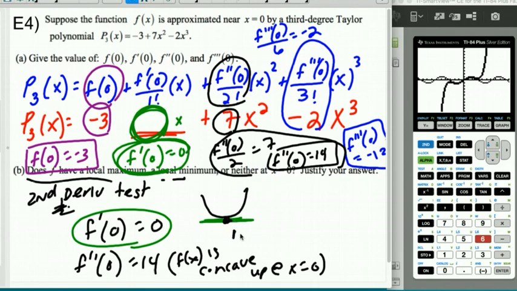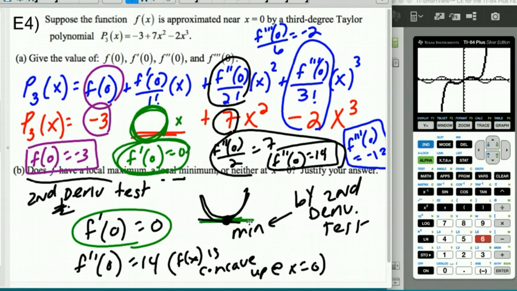Well, that's a min, by the second derivative test, that's a minimum. Because what's happening is I have a graph that is concave up and also level. That's got to be a min, and that's what they're looking for you to say. So you need to say, hey, these two things are true, this is true, and this is true. So by the second derivative test, it's a minimum.